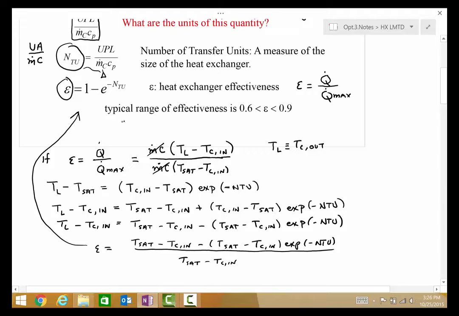What is generally true is that epsilon is a function of NTU and a function of the ratio of the specific heat capacity times mass flow, sometimes called the capacity ratio. So it's a ratio of m dot c of the cold stream over m dot c of the hot stream, or the reverse of that. It's a ratio of the heat capacities of the two streams in general. And we're going to see how to use this in understanding problems involving these heat exchanger systems.